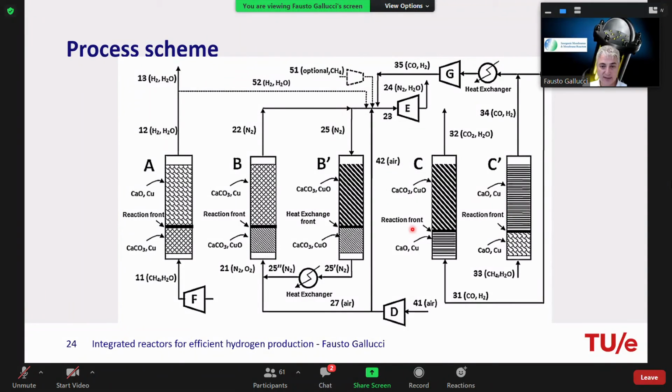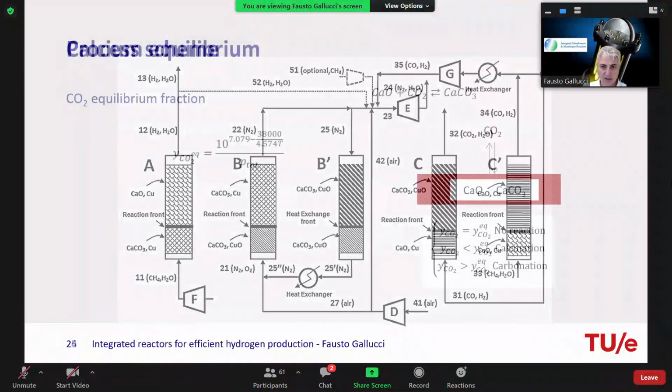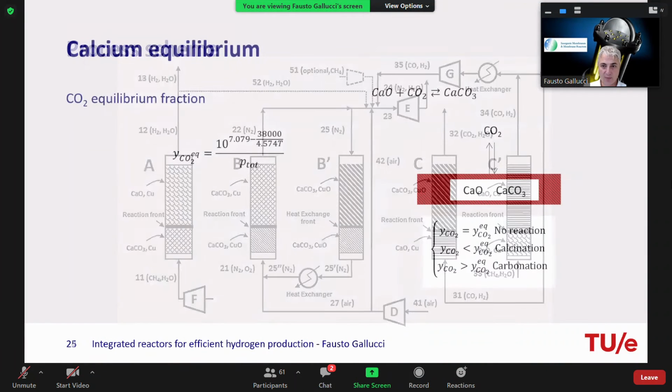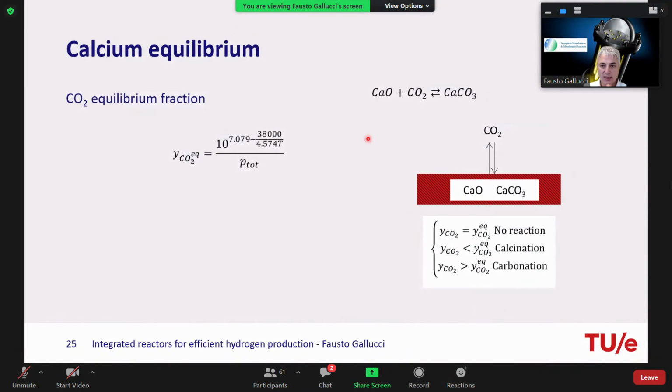Now, what is important is that the calcium oxide has to be able to capture the CO2, and of course, this is an equilibrium reaction. So it depends on the temperature and the concentration of CO2. If the concentration of CO2 is higher than the equilibrium concentration, then you have capture. If it's lower, then you have release of the CO2. And this is the equilibrium concentration, which depends only on the total pressure and the temperature.